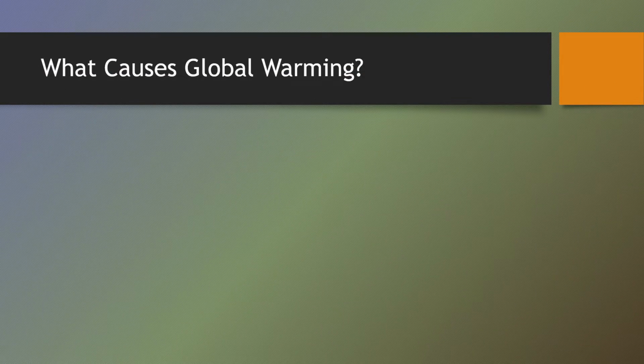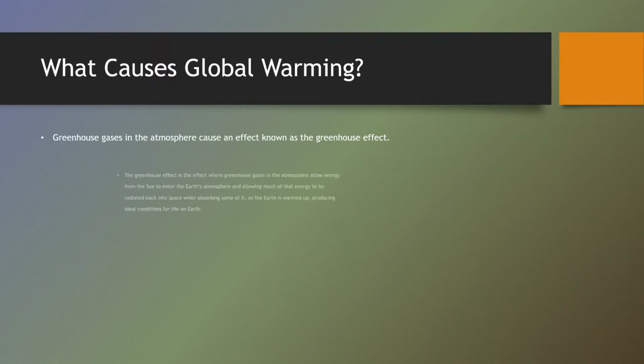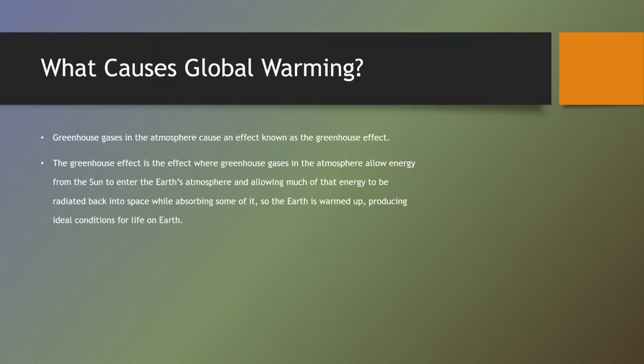Next, what causes global warming? Greenhouse gases in the atmosphere cause an effect known as the greenhouse effect. The greenhouse effect is the effect where greenhouse gases in the atmosphere allow energy from the sun to enter the Earth's atmosphere and allow much of that energy to be radiated back into space while absorbing some of it. So the Earth is warmed up, producing ideal conditions for life on Earth.